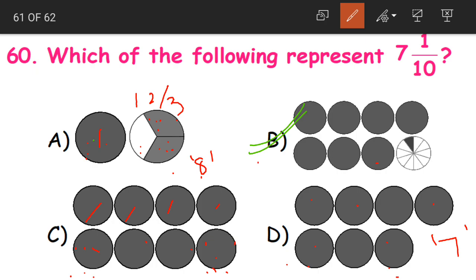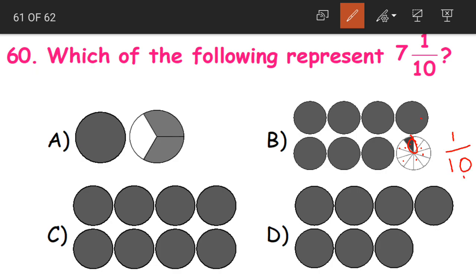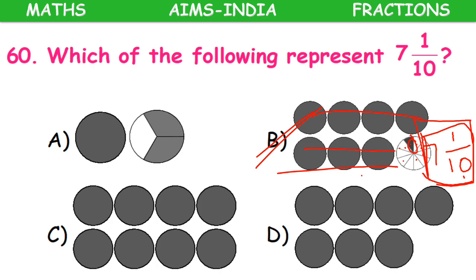Now, only option B here. See, 1, 2, 3, 4, 5, 6, 7. We have 7 fully shaded circles, and then the 8th one is divided into 10 parts, out of which only one part is shaded. So that becomes 1 by 10, and the fully shaded circles are 7. So this diagram represents the mixed fraction 7 1 by 10. Option B is our correct answer.